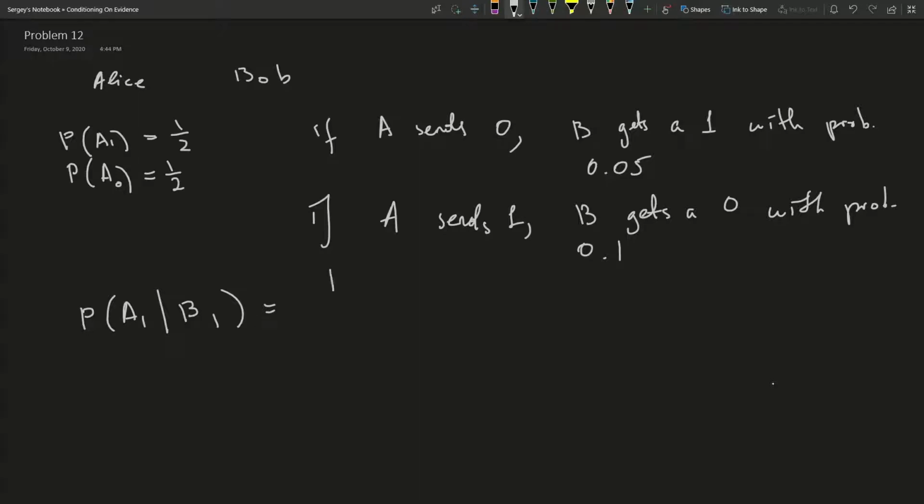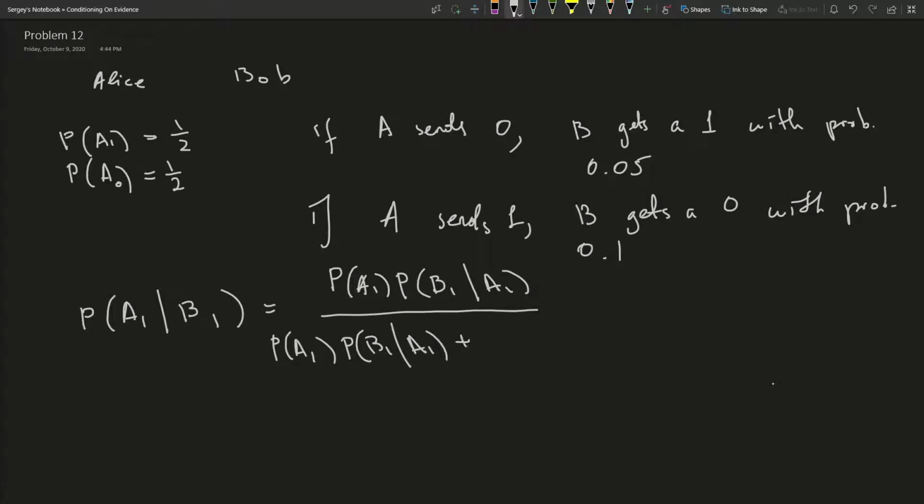So in the numerator, we have the prior probability of Alice sending a 1 times the likelihood that Bob receives a 1, given that Alice has sent a 1. And in the denominator, we apply the law of total probability. So this is the probability of A sub 1 times the probability of B sub 1 given A sub 1, plus the probability that Alice sent 0, but Bob received a 1, given that Alice had sent 0. So we have all these numbers, we can plug them in.